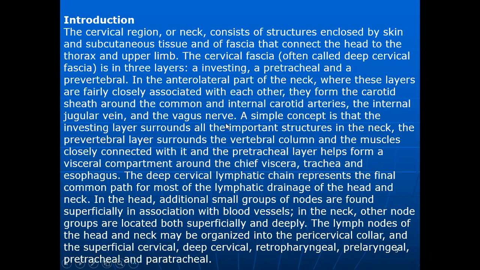So let's see, other important things. All 3 of these layers contribute to your carotid sheath. And your carotid sheath, and there's going to be a picture that shows this later, but I'm going to keep repeating this because you need to know what's actually in your carotid sheath. So your carotid sheath includes both your common and your internal carotid arteries, as well as your internal jugular vein and your vagus nerve.